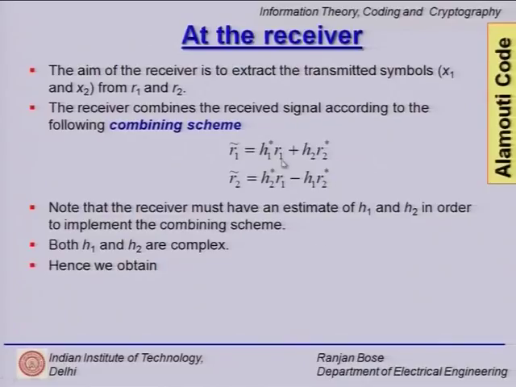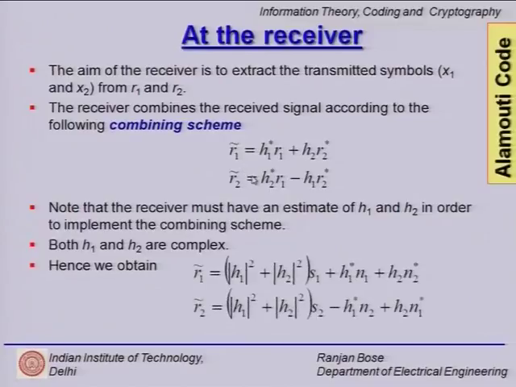So, now if you plug in the values of R 1 and R 2, let us see what we get for R 1 tilde and R 2 tilde. So, R 1 tilde is, if you do the math and it is not too complicated, you get H 1 absolute value squared plus H 2 absolute value squared into S 1 plus H 1 star N 1 plus H 2 N 2 star, and similarly R 2 tilde has an expression available for it. So, what does it buy us?